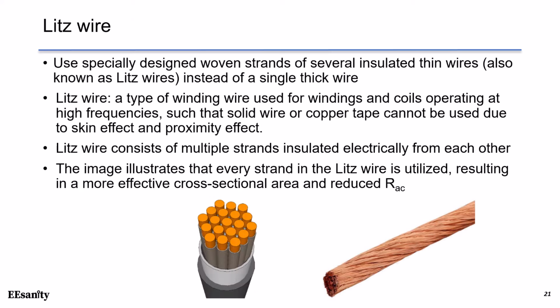In this slide, it shows a litz wire, which is a good solution to carry high-frequency current. It is often used in windings of high-frequency transformers to increase their efficiency by mitigating both skin effect and proximity effect. As you can see here, this bundle has multiple insulated strands to increase the effective cross-sectional area.